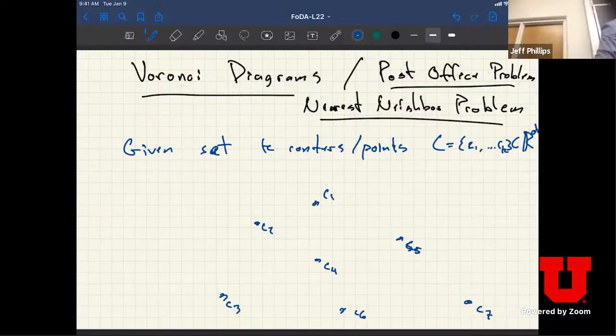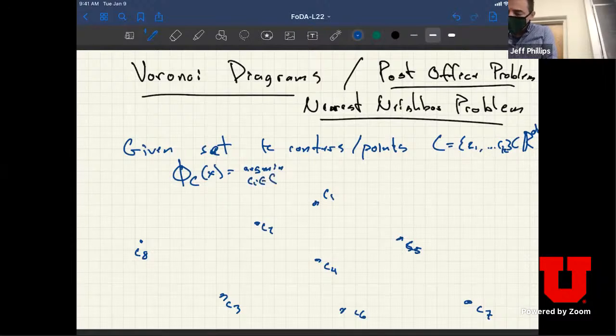I'm not drawing the data points here. The data points are going to interact with this, but they're not going to be here. Maybe I'll draw C8 out here. And the goal is to understand this function, phi of c of x, which is the arg min over ci in c of the distance from x to ci. So I want to map everything to the closest point.